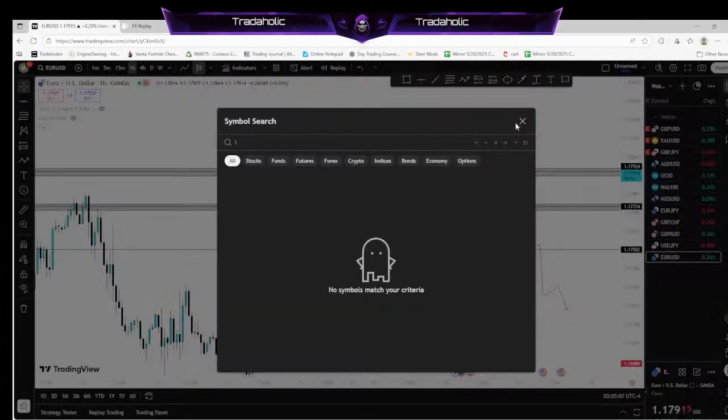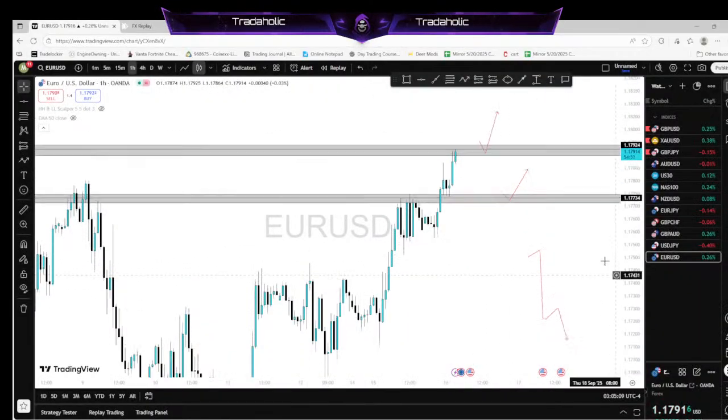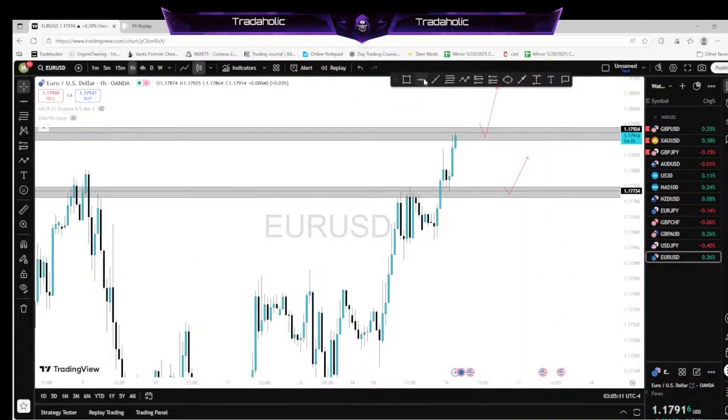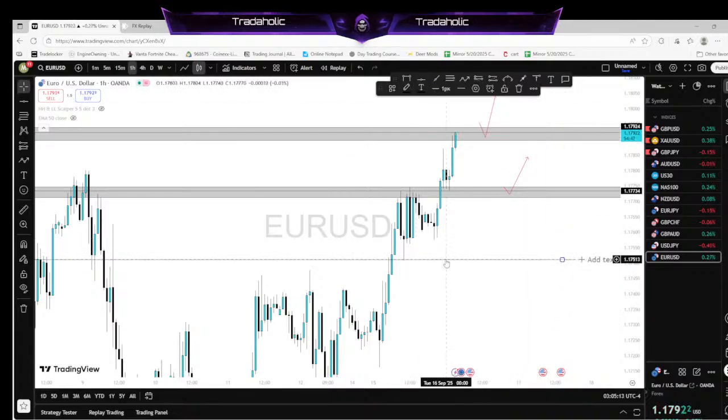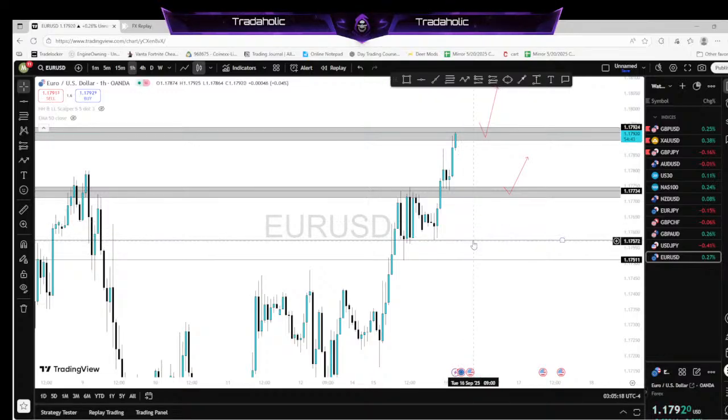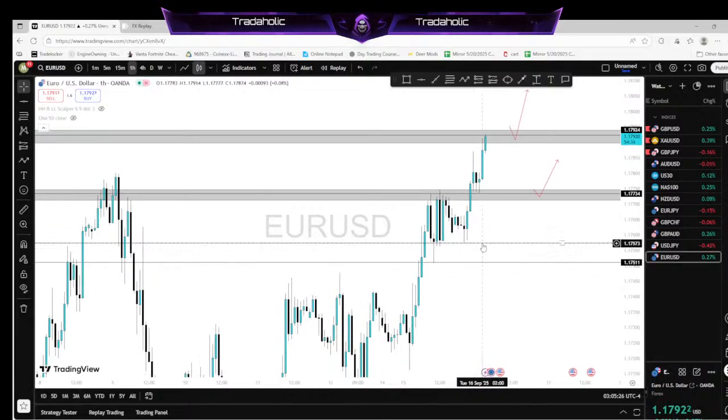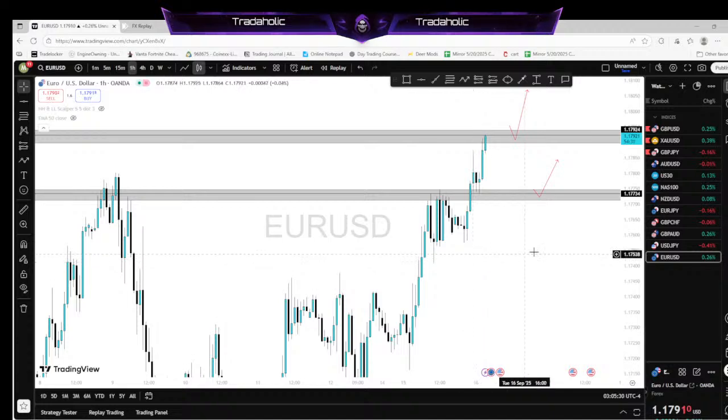Why do I pick this? Are you asking why I pick this low instead of this one? Because every support and resistance has potential to reject off of.